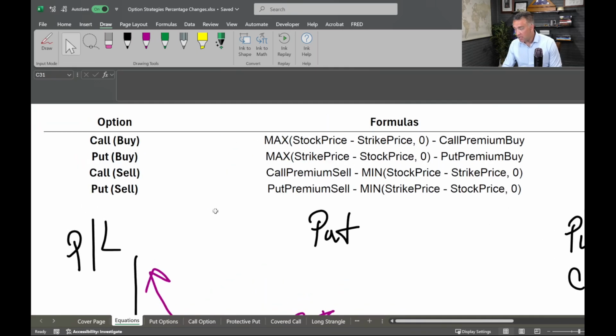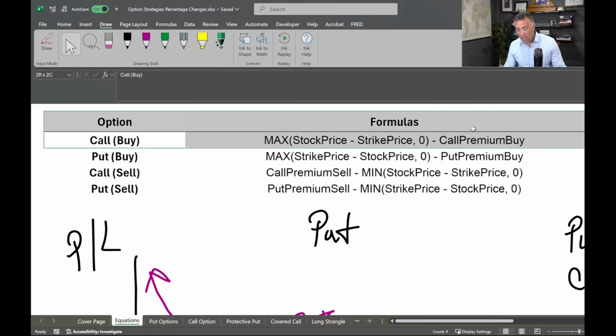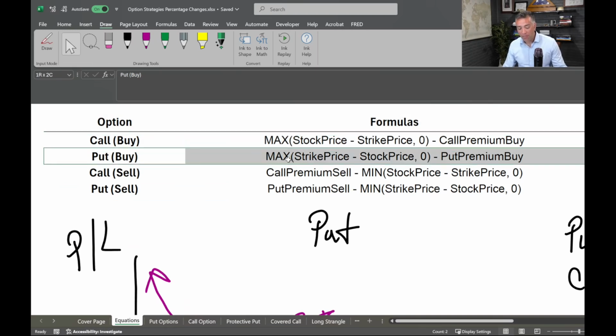And here are the formulas. I'm going to briefly talk about why, when we do it in Excel, we have to do it this way. I want you to think about it. So we have a call if we buy or go long. This is the formula. And then we have a put if we want to go long. We want to purchase a put option, where we have a right to sell. Both of those have a max function, and I'm going to explain why.